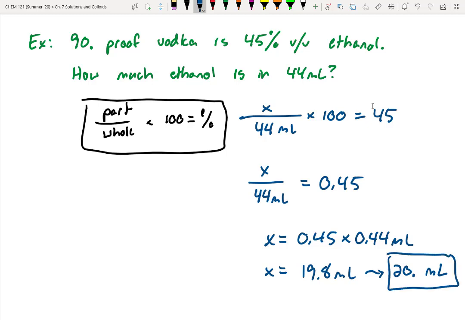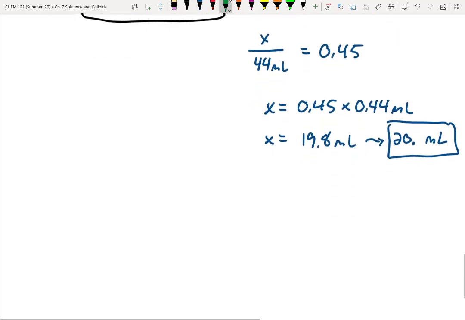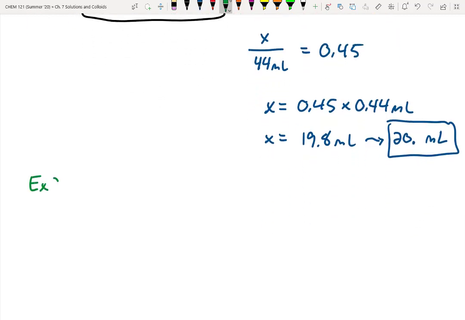So it's pretty easy to prep solutions like this. All right, let's do another one. Kind of like we did before, let's now imagine that we're trying to prep a solution. So I'll just call this example 2.